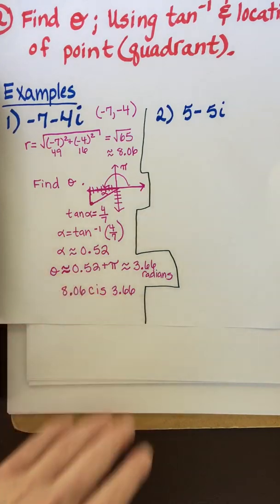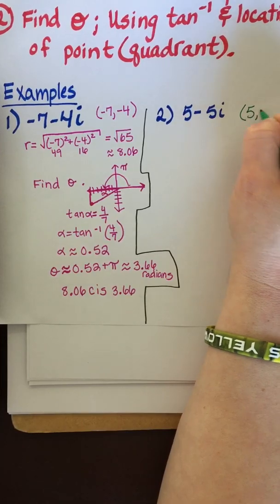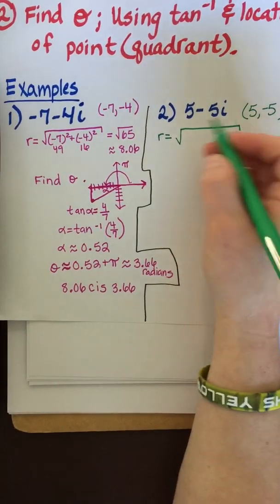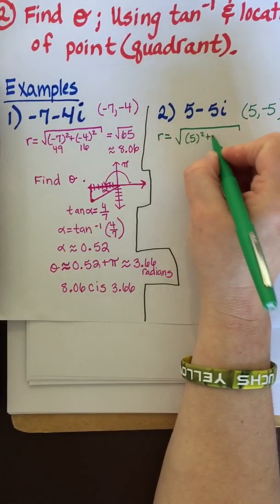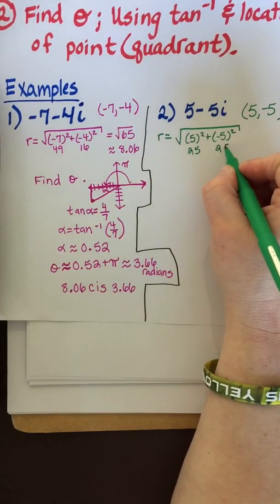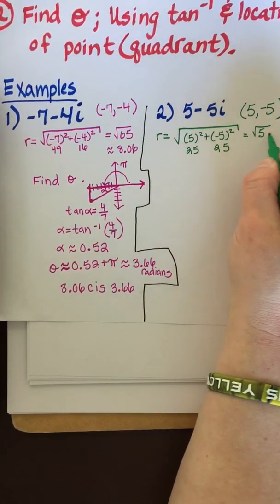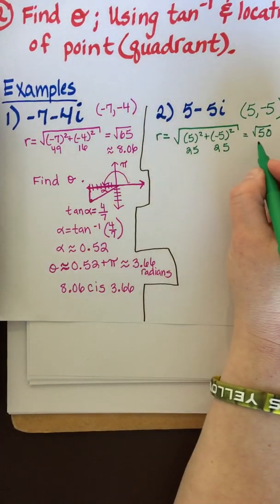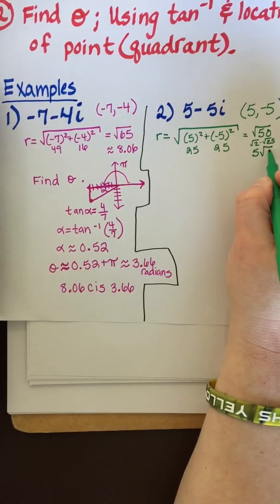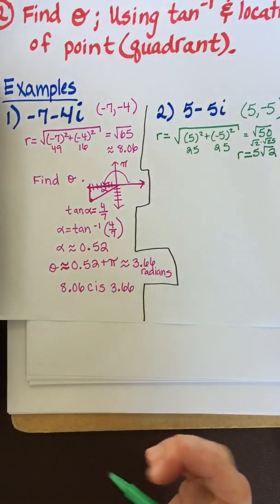We got 5 minus 5i. So again, I know that that is just 5, negative 5. And first we want to find r. So r would be the square root of 5 squared plus negative 5 squared. Well, that's 25. And that's 25. So that would be the square root of 50. And that can be simplified, right? Because 50 is 2 times 25. So 5 times the square root of 2. So r is equal to 5 times the square root of 2. And I'm going to leave that like that.